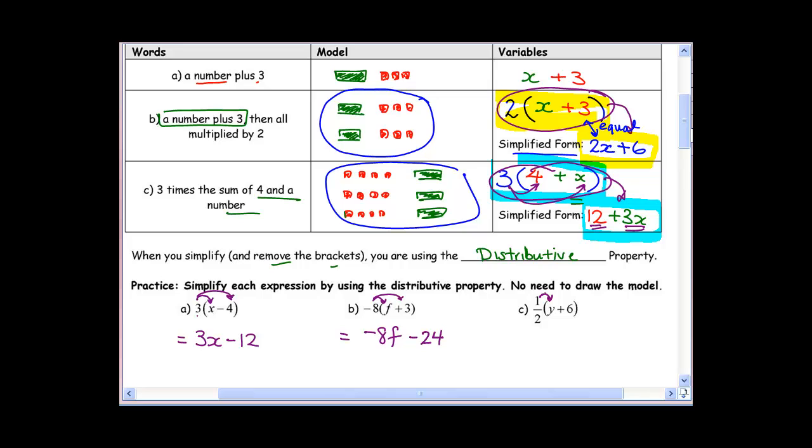Don't freak out about fractions. It's the same thing. So 1/2 times y is just 1/2 y. And then 1/2 times 6, half of 6 is just 3. So there you go. We're done.